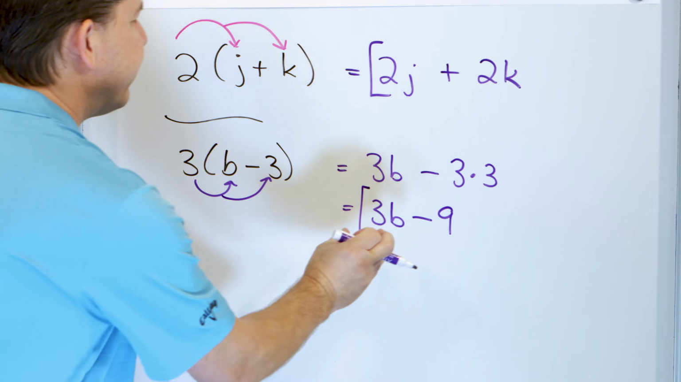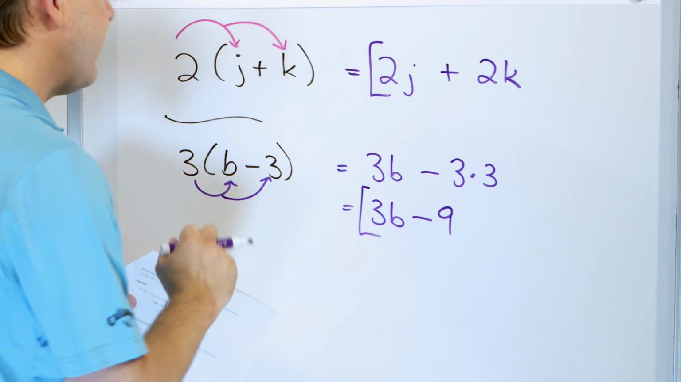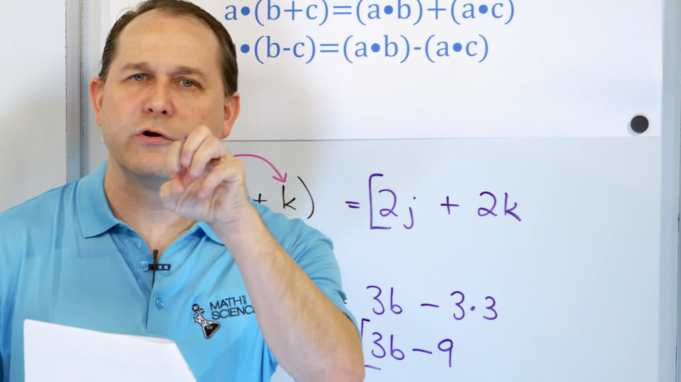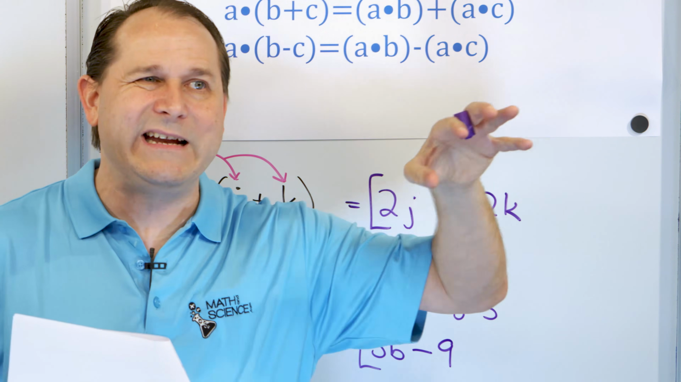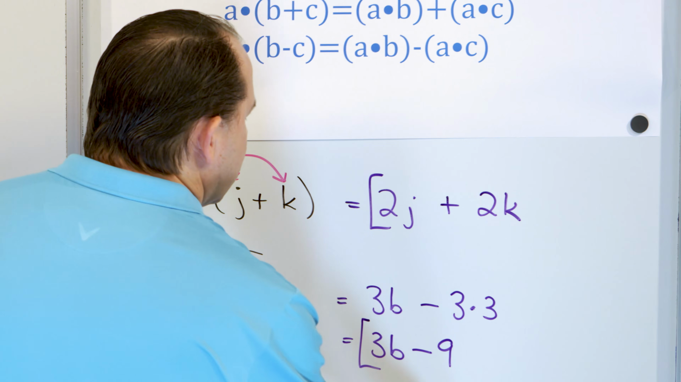Notice that we have the term with the variable first, then a minus sign, then the number term. That's the way we want to write it. We generally want to write the term that has the variable first, and then any number terms will just follow it, like that. All right.